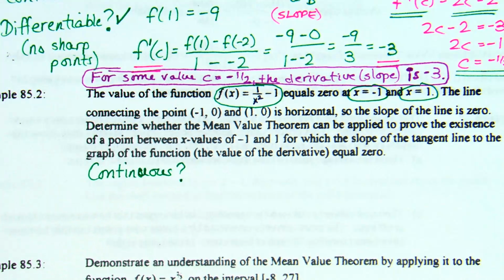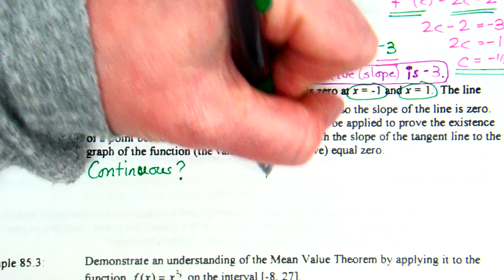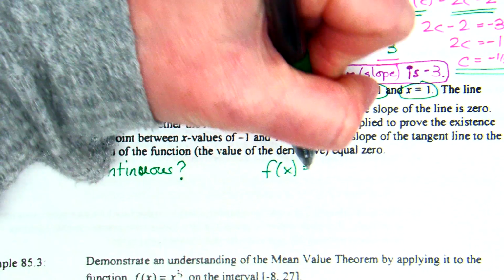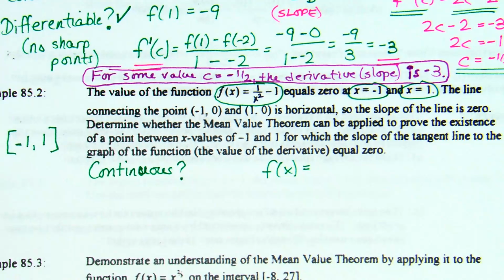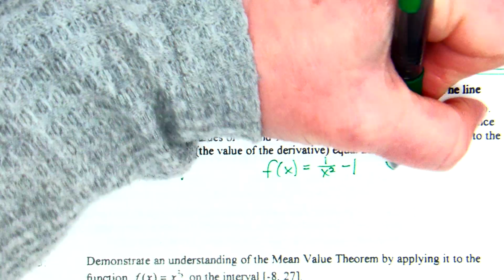It's not continuous. Now, what interval are we looking at here? Your interval is -1 to 1. So the idea is any value we plug in between -1 and 1 needs to work. The one you guys are picking out, which is the key, is x equals 0.